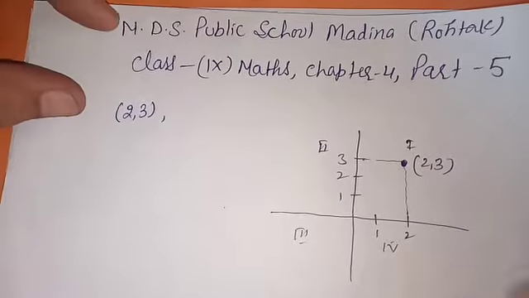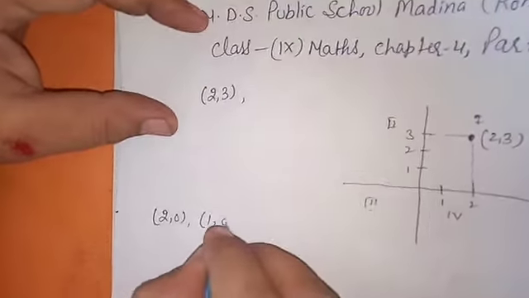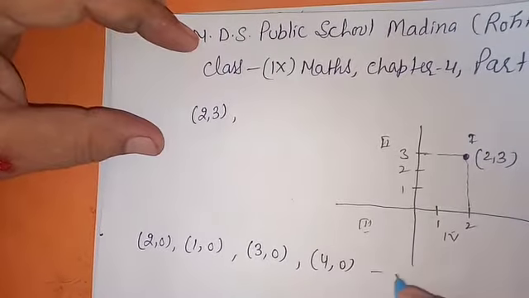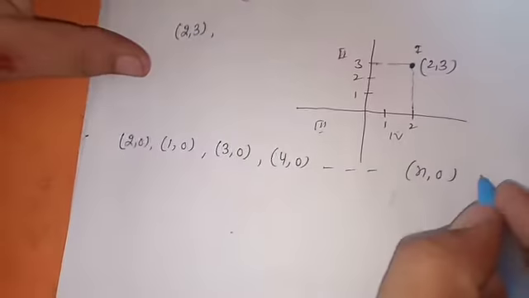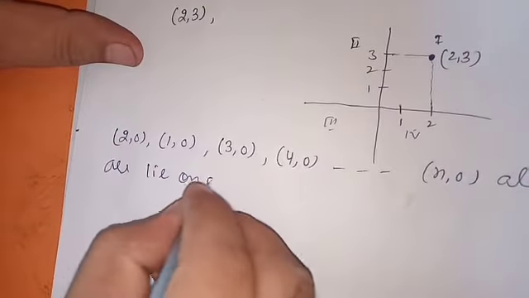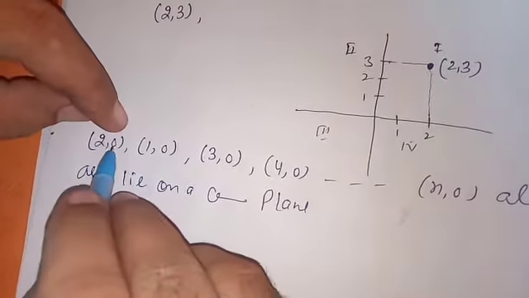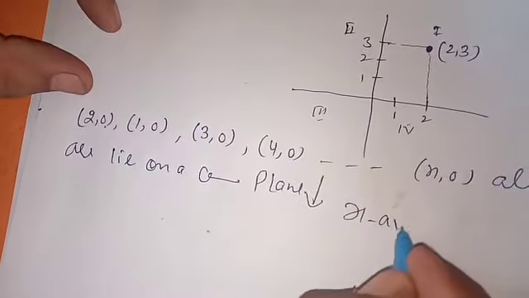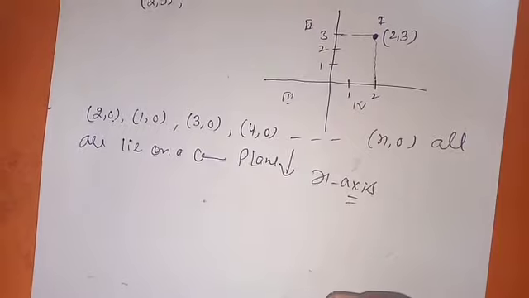So you also know points like (2, 0), (1, 0), (3, 0), (4, 0), continuing like this, (n, 0), where n is a real number. All are lying on the Cartesian plane, and look, in all of these the y coordinate is 0. It means all these are lying on the x-axis.